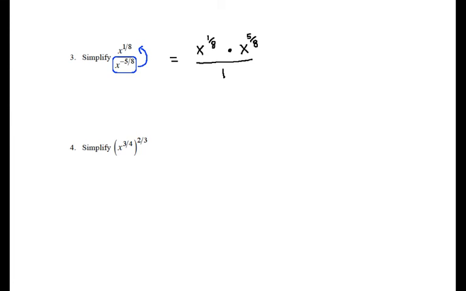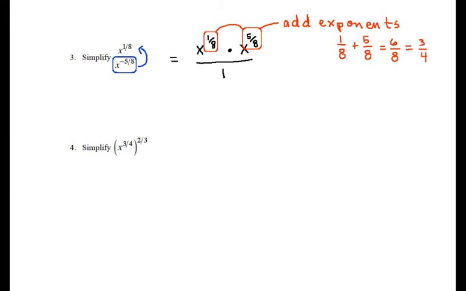I now want to recognize that this is the situation where I add exponents in order to combine these. This is the product rule for exponents. This is a product of two expressions with the same base, and I would combine these by adding the exponents. So 1/8 plus 5/8 is 6/8, which I can reduce then to 3/4. So I will write this as x to the power 3/4.